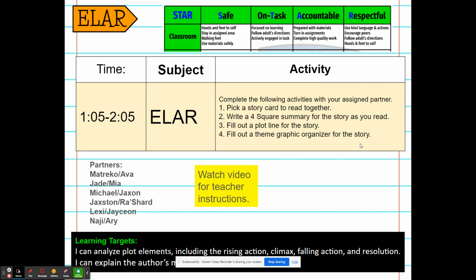Thank you. And my expectation is that you finish the front and the back completely of the paper that I'm assigning.